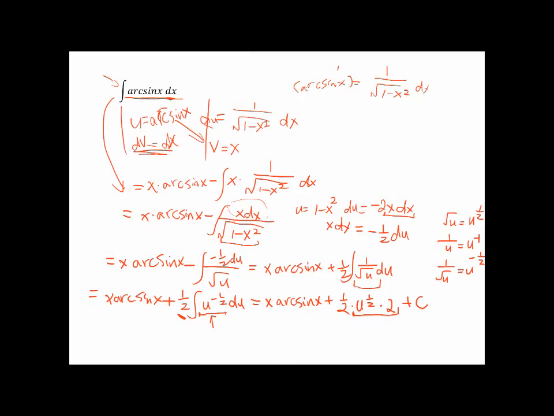So I'm not finished because my question is about x, right? My variable is x, so I don't want to forget to plug it back. x arcsine x plus u to the 1/2. What is u? It's the substitution u. So plus 1 minus x squared to the 1/2 plus c. This cancels out, right? So this is my final answer.